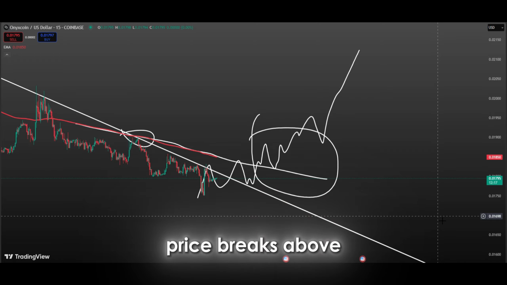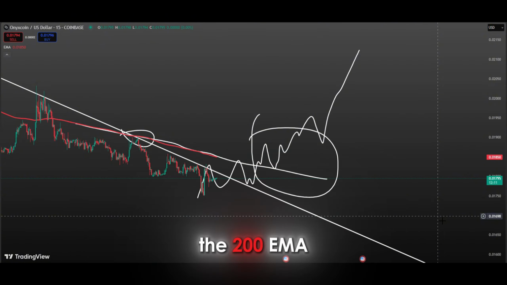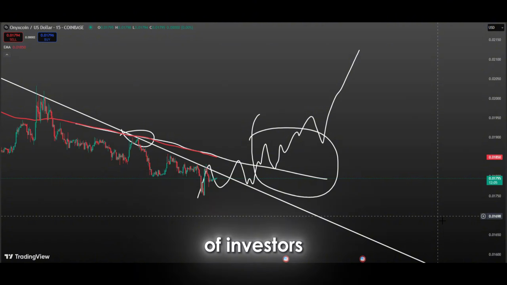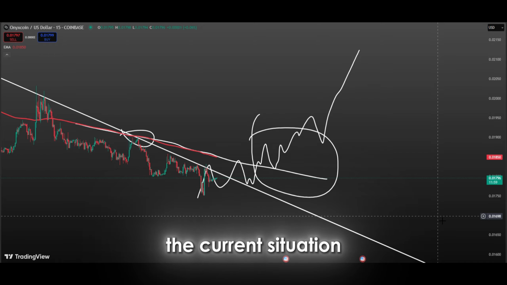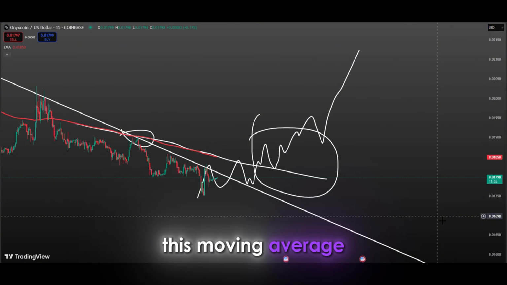Conversely, when the price breaks above the 200 EMA, the overall sentiment shifts to a more bullish perspective. Therefore, the 200 EMA is more than just a line on the chart. It also represents a psychological barrier in the market. A large portion of investors become more willing to take long positions once the price moves above this level. In this context, the current situation gains importance as the price makes an effort to break above this moving average that has long acted as resistance.